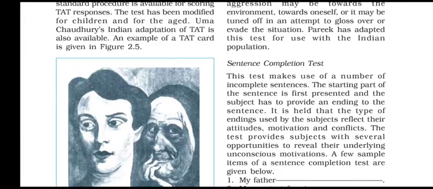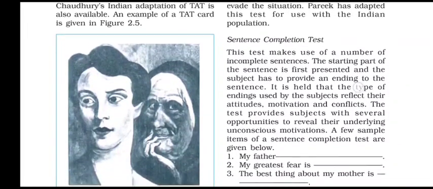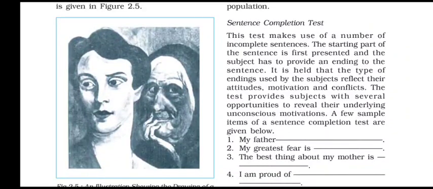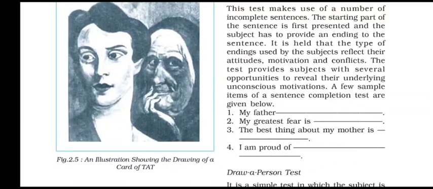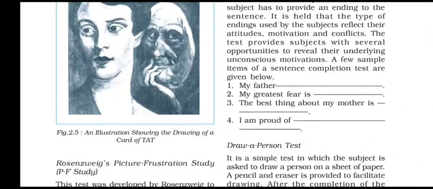Parikh had adopted this test for use with the Indian population. Sentence completion test. This test makes use of a number of incomplete sentences. The starting of the sentence is provided and the subject has to provide an ending to the sentence. It is held that the type of ending used by subjects reflects their attitude, motivation and conflicts.